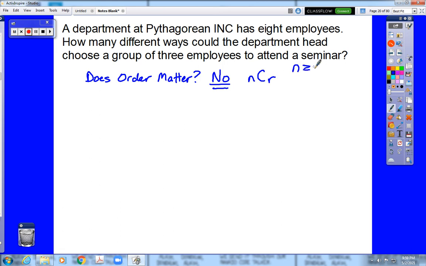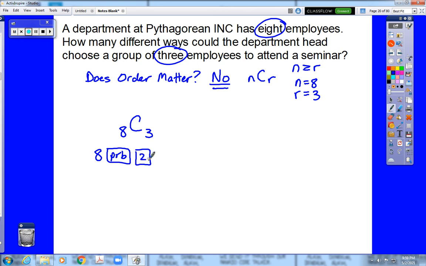Again, n is always greater than or equal to r. There are only 2 numbers in the problem. So n is 8 and r is 3, meaning that our answer is 8 choose 3. So we would type that into our calculator, again choosing nCr from our probability list to carry out that combination count. 8 choose 3 would be 56 possible groups.